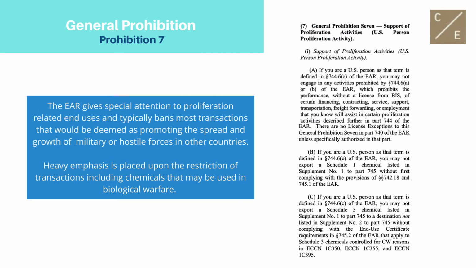General Prohibition 7 is a strong regulator of end uses, and many of the foreign individuals that are found to participate in activities that fall under proliferation quickly end up on one of the multitudes of regulated agency lists. The EAR gives special attention to proliferation-related end uses and typically bans most transactions that would be deemed as promoting the spread and growth of military or hostile forces in other countries. Heavy emphasis is placed upon the restriction of transactions including the chemicals that may be used in biological warfare. The full prohibition, as it is written in the EAR, is given on the right.